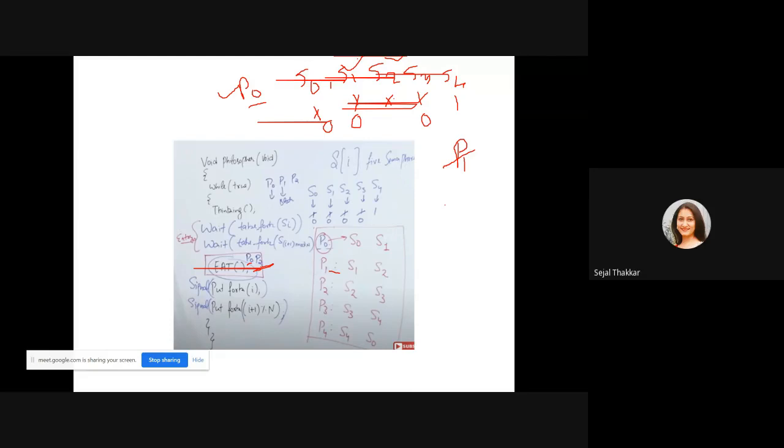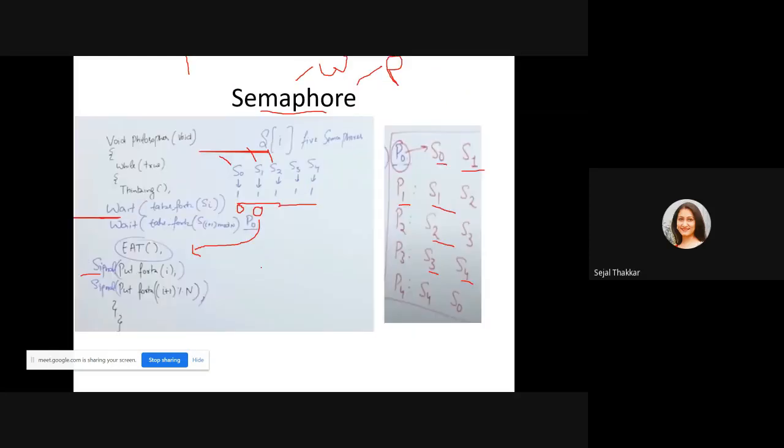In mutual exclusion, we say that at a time only one process is allowed to enter and update the value. But in this case we are allowing two processes to enter into the critical section to update the value. Right? But the condition is that the two processes are completely independent. You can see here.